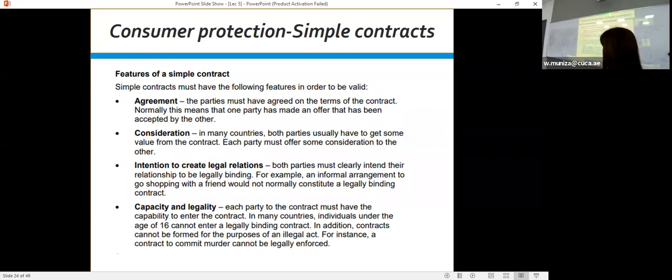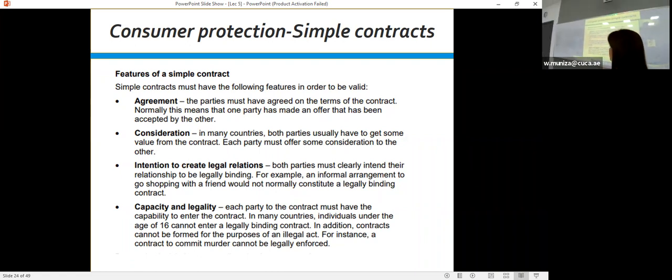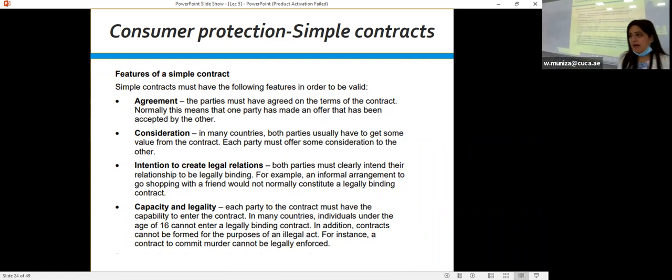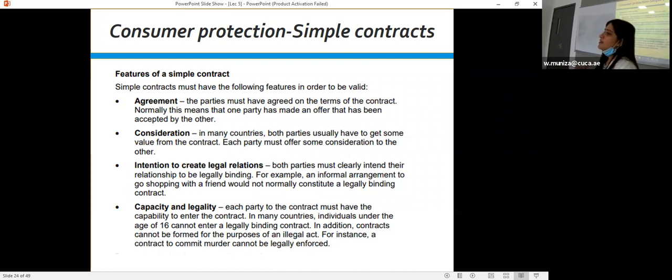Then capacity and legality. Each party to the contract must have the capacity to enter the contract. In many countries, individuals under the age of 16 cannot enter a legally binding contract. In addition, contracts cannot be formed for the purposes of any illegal act. For instance, a contract to commit murder cannot be legally enforced. In most countries, there is a particular age level set to make a contract or agreement. In most countries, it is 16 or above. In some countries, it is 18. In some countries, it is 21 also. So there must be a capacity to make a contract, otherwise it cannot be.